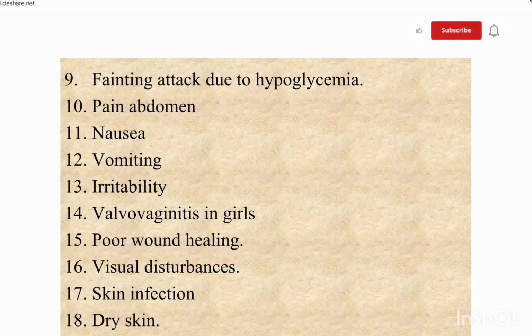Fainting attack due to hypoglycemia, abdominal pain, nausea, vomiting, irritability, vulvovaginitis in girls, poor wound healing, visual disturbance, skin infection, dry skin. So these are all the main clinical manifestations of diabetes.